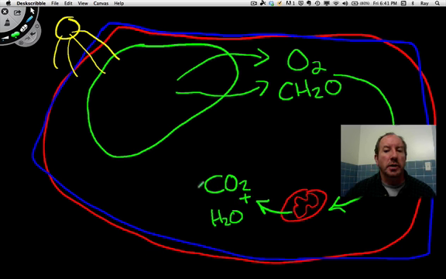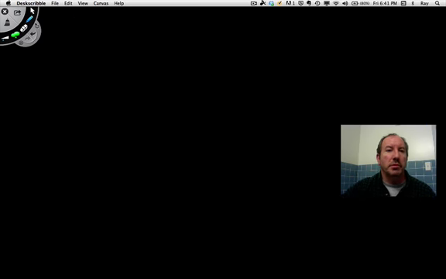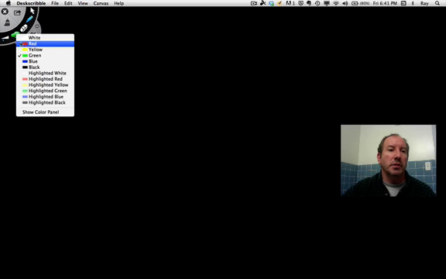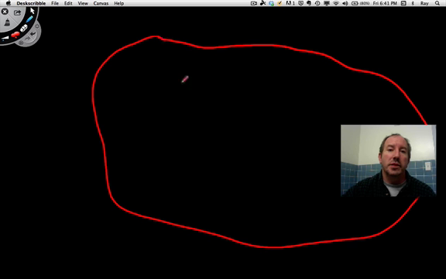This is what we breathe out when we respire. Curiously, the chloroplast uses carbon dioxide and water to make oxygen and sugar. So as you can see, plants have a little cycle going on here. They're autotrophic. They make their own food, and then they consume their own food through cell respiration. It's rather impressive. Now, animal cells, on the other hand, are kind of left out there without a chloroplast.